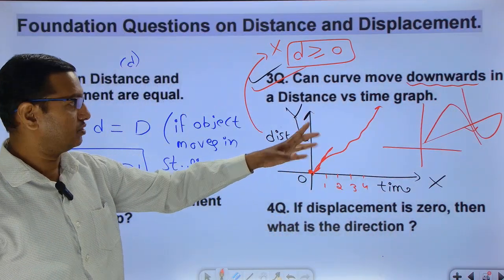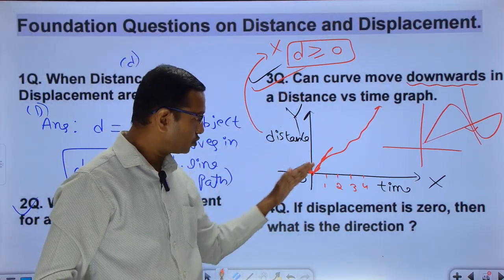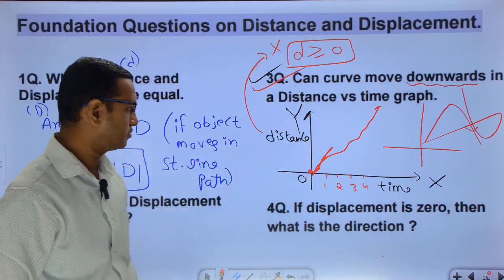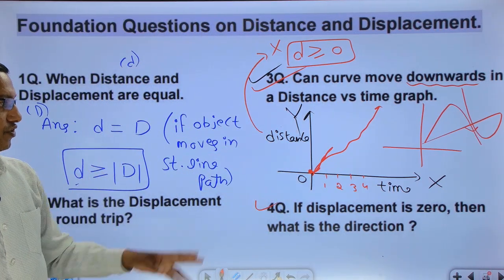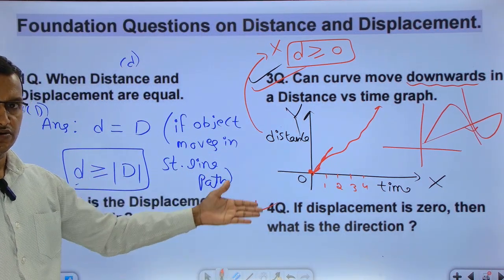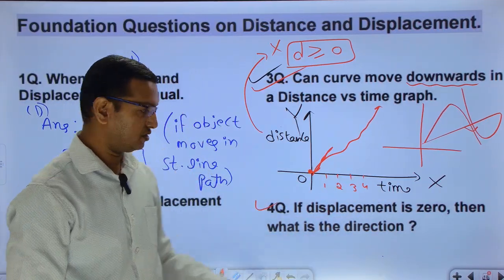Very, very important point this is. This is a correct graph. The distance curve should keep on moving upwards, not downwards. At any point, it should not move downwards. Now, fourth question: if displacement is 0, then what is the direction? Just now I told you that. If displacement is 0, the direction is indeterminate.